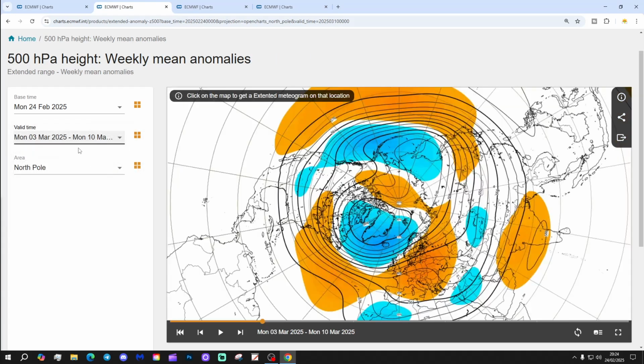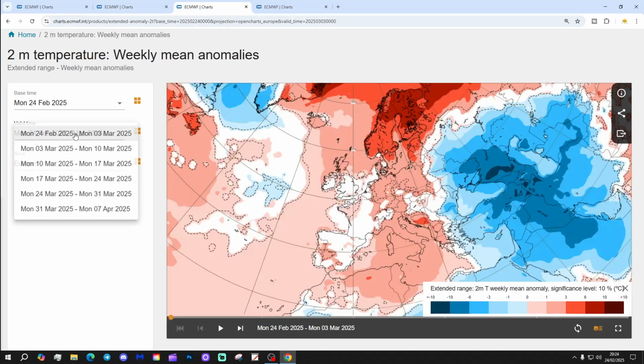500 millibar height anomalies. So we've got below average heights again around Greenland and Iceland through the North Atlantic. Above average heights dominating across large portions of Europe. And again, the jet stream and wind flow is going southwest to northeast.